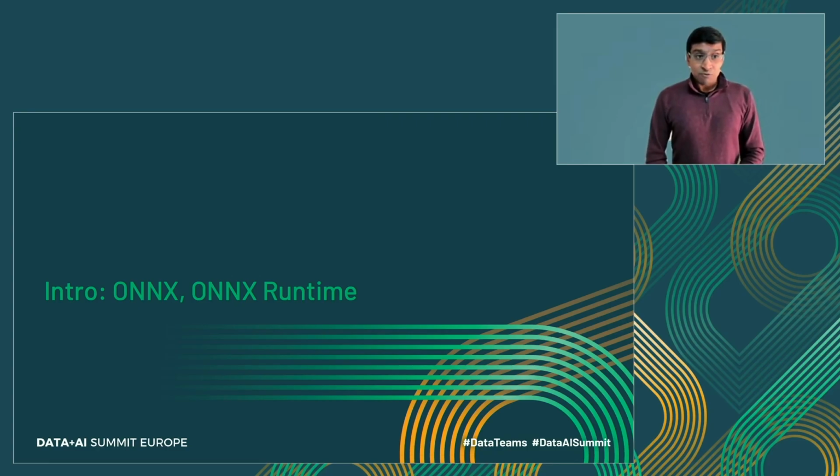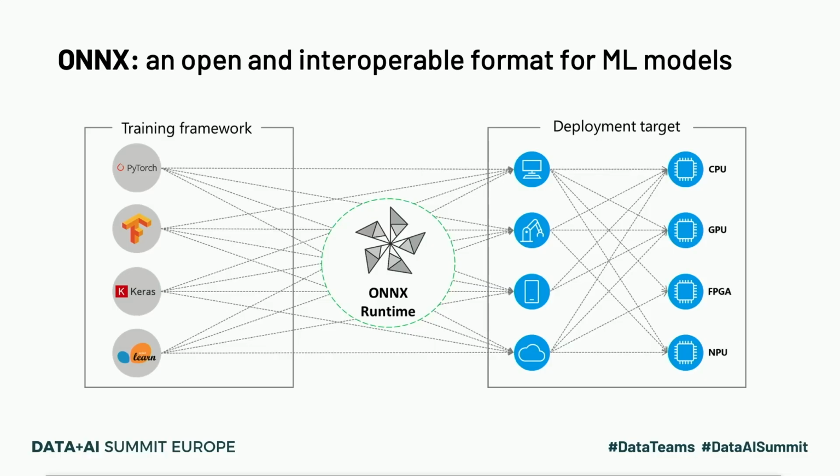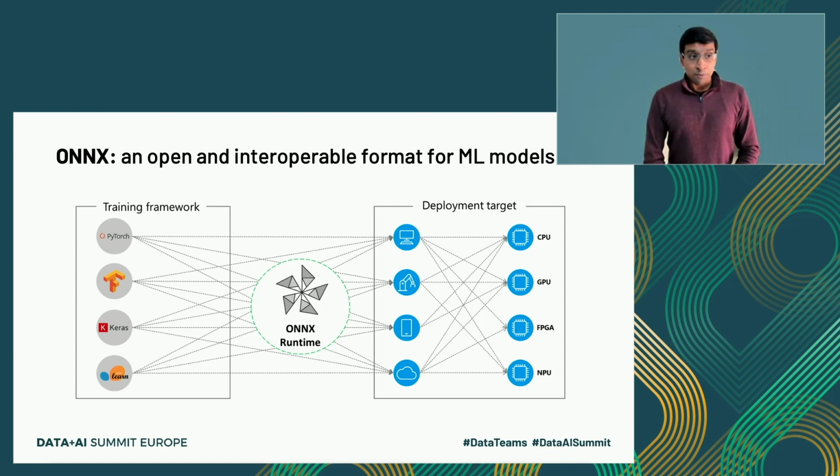ORT is the short form for ONNX Runtime, and I have used that short form a lot in this talk. So if you hear me say ORT, know that I mean ONNX Runtime. ONNX is a format for ML models. It stands for Open Neural Network Exchange. It makes ML models portable.